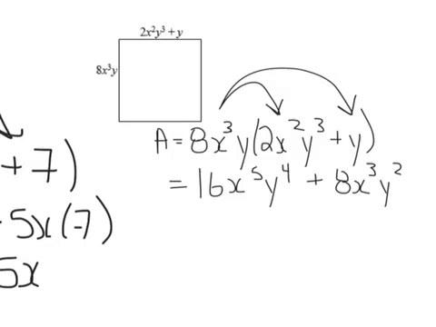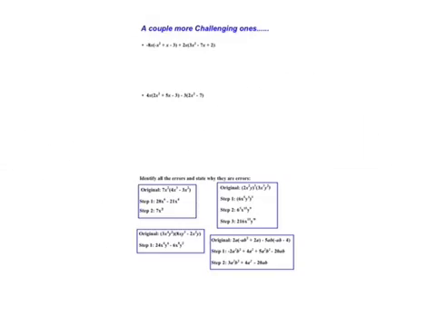Here is the answer for our next example, 16x to the 5th y to the 4th. So remember, you need to take the 8x cubed y and multiply it by everything inside the brackets. I'd like you to go ahead and try to complete the rest of the lesson on your own. They are a little bit more challenging, but we will go through these when I am back.